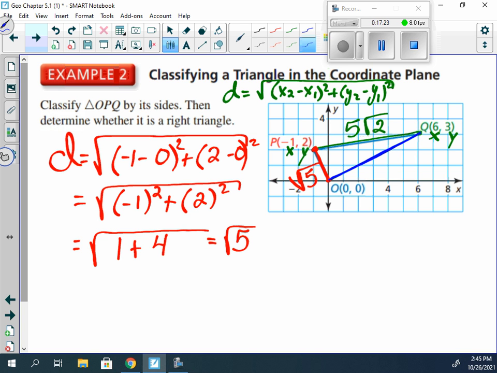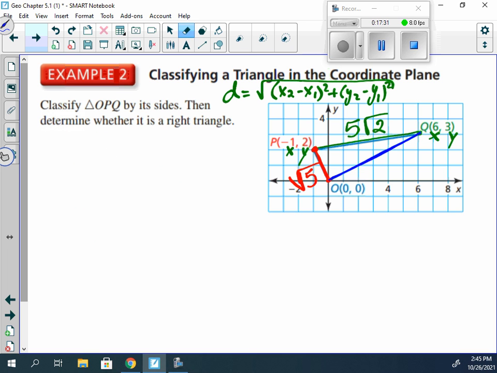We good with this here before we move on to the next one? Questions? Okay. Let's look at the next one, guys. So again, we need to do the distance formula 1 more time to get the last length. So we're going from O to Q.